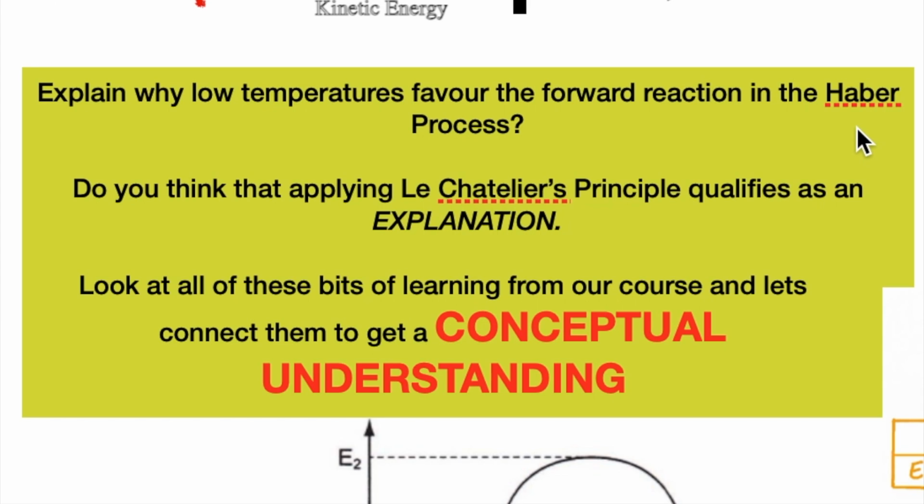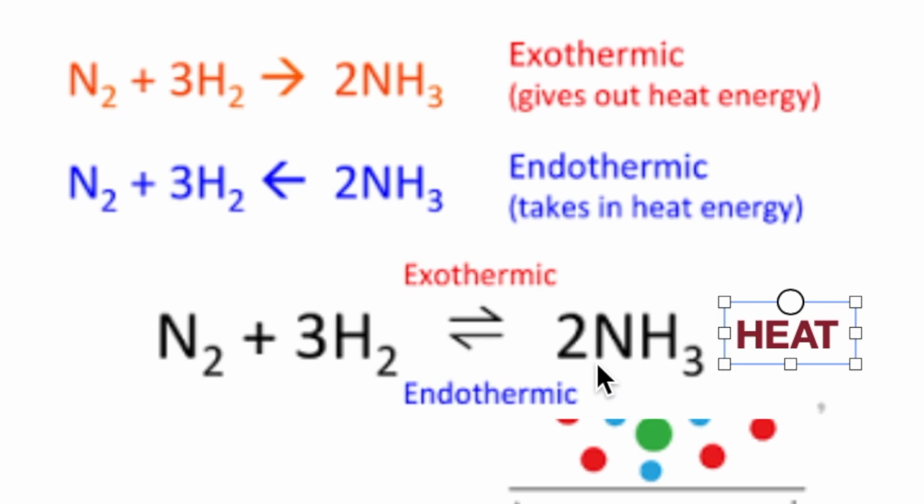Let's take a look at how the principle is used once more. Here we have the classic exothermic reaction, the Haber process for the manufacture of ammonia. In the forward direction, it's exothermic, nitrogen and hydrogen to produce ammonia. Exothermic reaction, of course, means that heat is generated. We treat heat as a product.